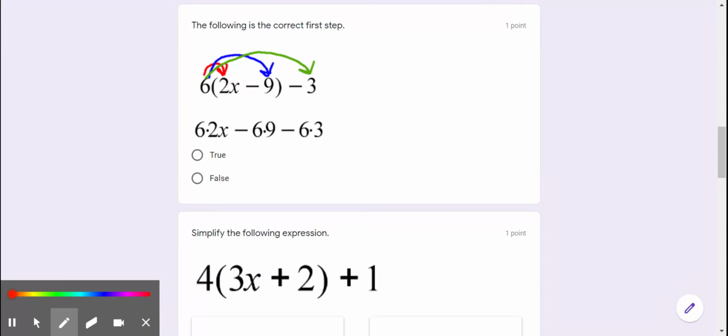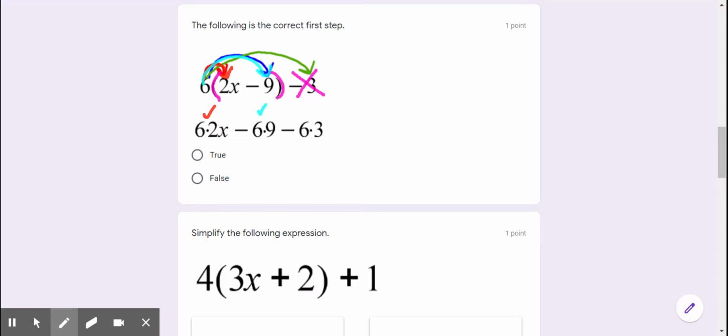All right, this one right here, 6 definitely gets multiplied by 2x. That part is correct. And 6 can be multiplied by 9. That part is correct. However, you do not multiply by the negative 3 because it's not inside those parentheses. So you don't distribute out of parentheses. You distribute inside of parentheses. So this wouldn't be minus 6 times 3. It would just be that minus 3 going along for the ride. So this one is going to be a false, right?